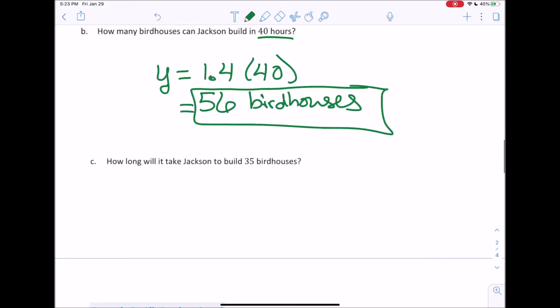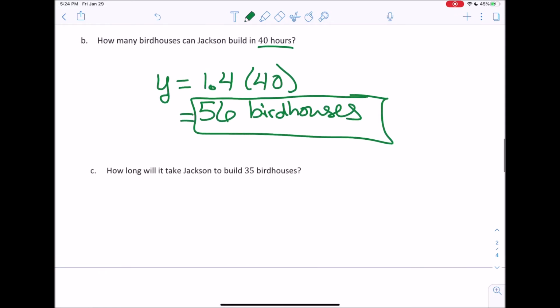So how long will it take Jackson to build 35 birdhouses? Okay, so once again, we're given a piece of information. Instead of the X being given, now we're being given the number of birdhouses. So 35 birdhouses at 1.4 birdhouses for a certain amount of hours, right? Because remember, X is hours, Y is birdhouses. So we have 35 equals 1.4x.